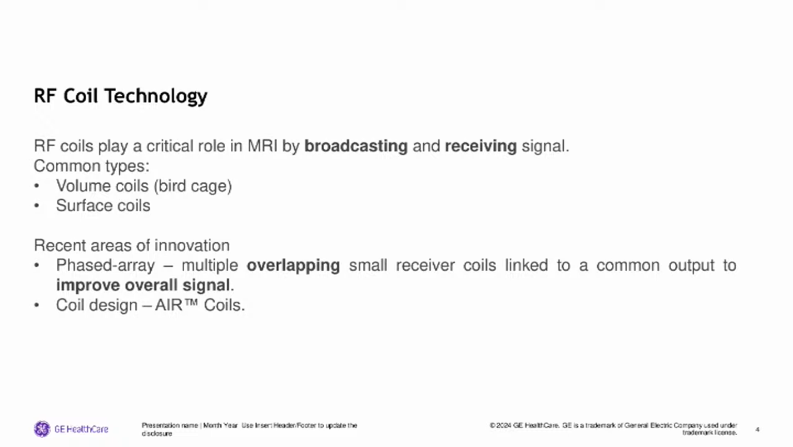The coils can perform in 2 ways. They can either be transmit-receive, or they can only be receive. So transmit-receive coils are the coils that are able to send the RF and then receive. But some other coils are receive only, whereby the transmit RF comes from the body coil, which is embedded into the bore of the MR.